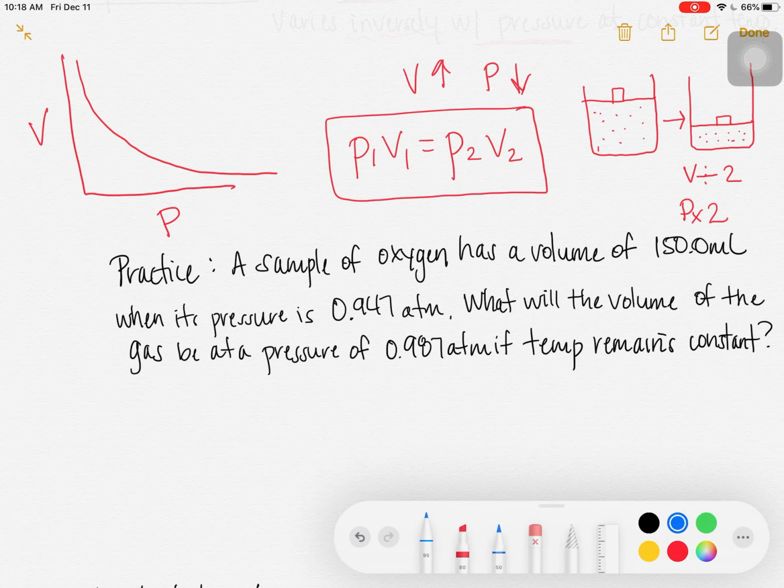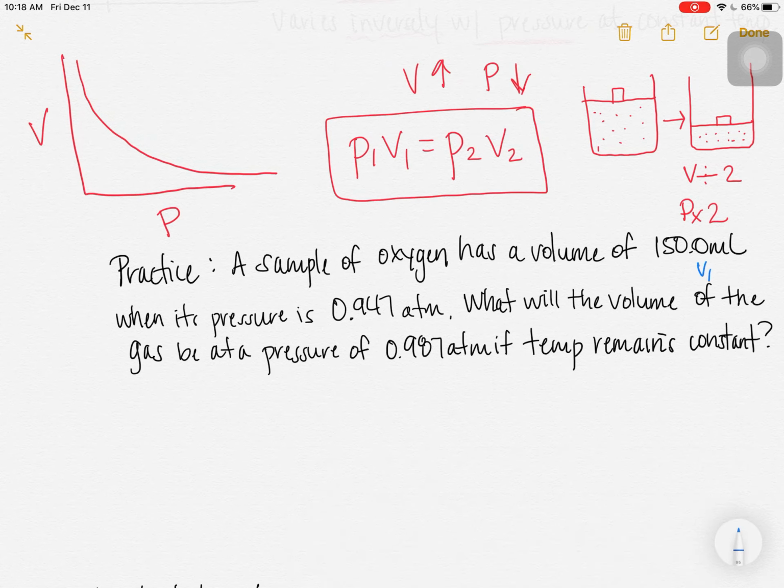So I would suggest you do one of two things when you solve these problems. You can, as you read the problem, label your pieces of information. So like, let me change my color. So a sample of oxygen has a volume of 150. Okay, so that would be V1 because it's the first volume I encountered. Okay, and then keep reading, when its pressure is 0.947.